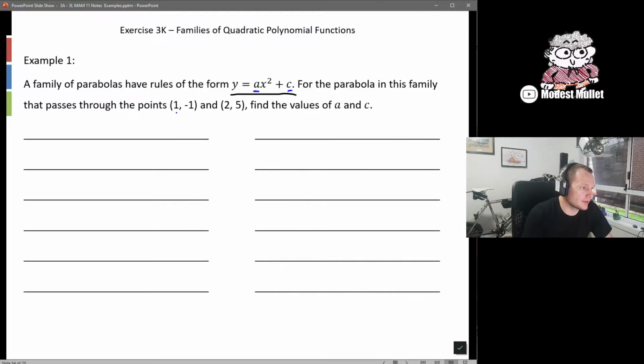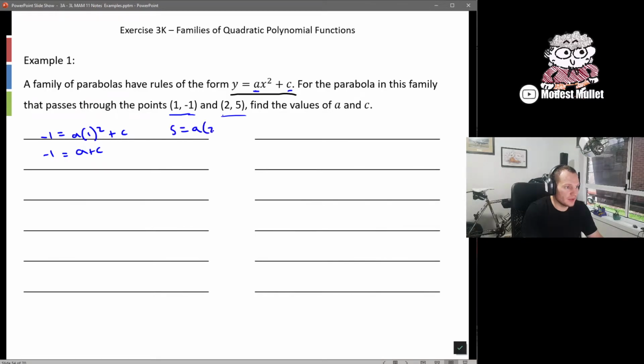And we're told that it goes through the points 1, -1 and 2, 5. The process with this is you sub each of these points into the equation and you end up with two equations. Just really quickly, the first one you end up with -1 equals a1 squared plus c, so you get -1 equals a plus c. Sub in the second point, you get 5 equals a2 squared plus c, we get 5 equals 4a plus c. We have two equations with two unknowns in them. We could solve this using simultaneous equations.